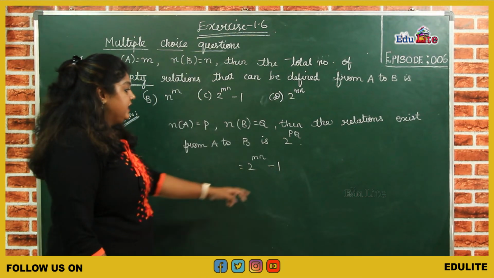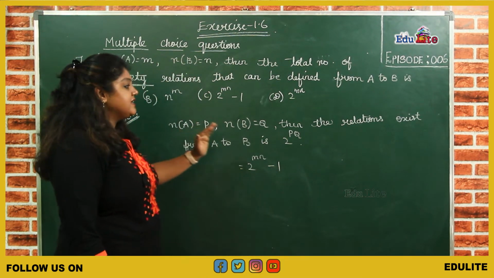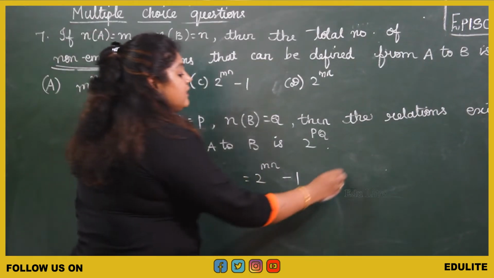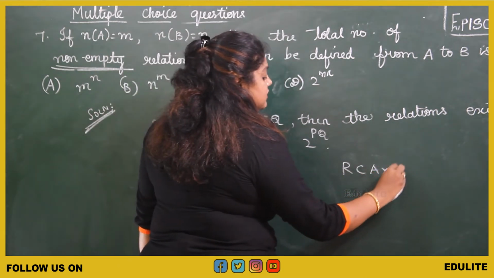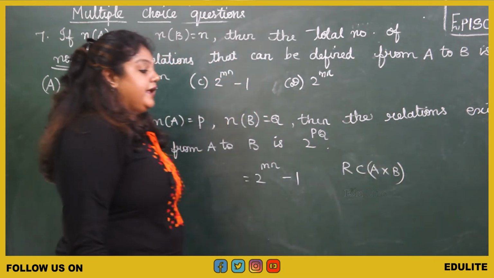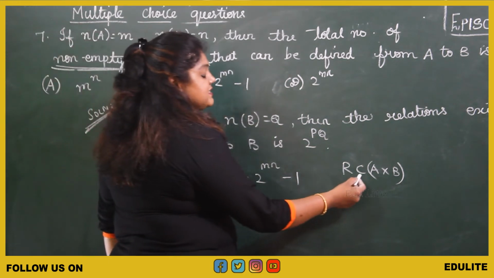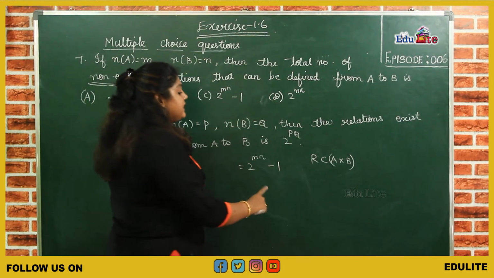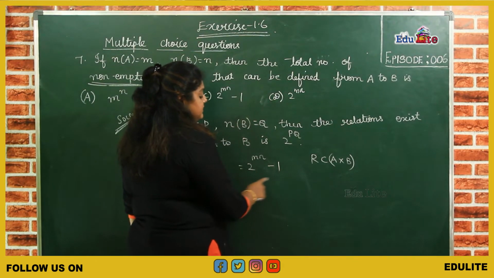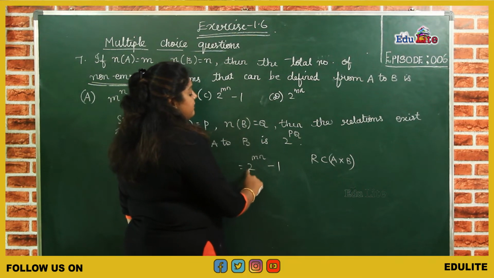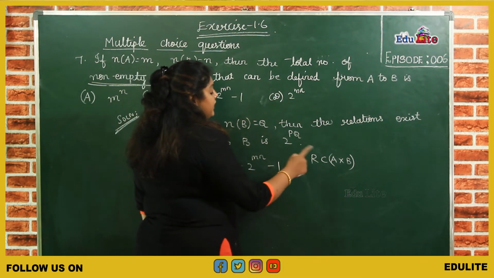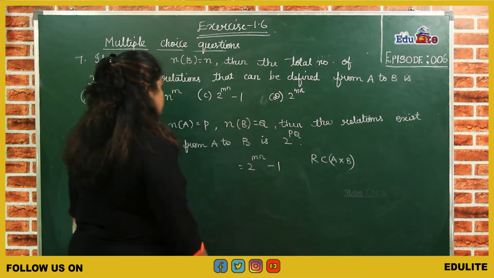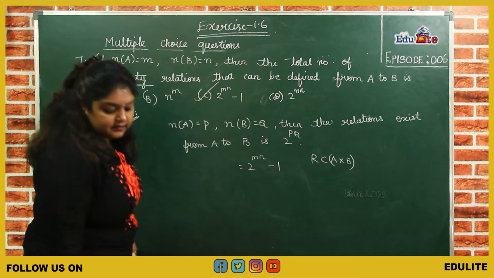Why am I saying minus 1? In relations, we find only by writing that a relation is a subset of A cross B. Whereas while writing the subset, we will get one empty set. So that empty set should be eliminated from this value. That is why from 2 power mn we have eliminated that empty set, which will give us 2 power mn minus 1. So option C is the right answer.